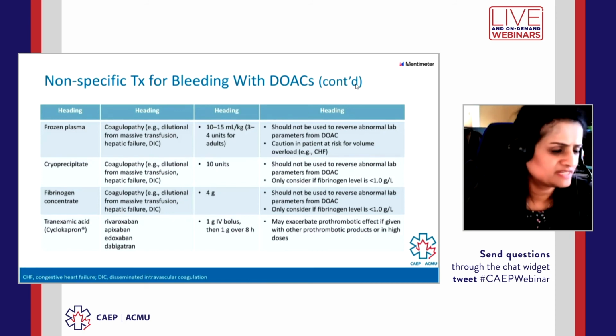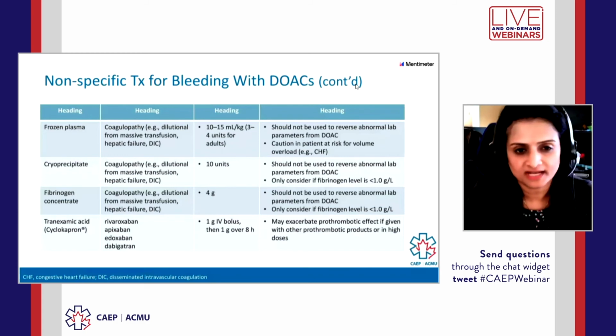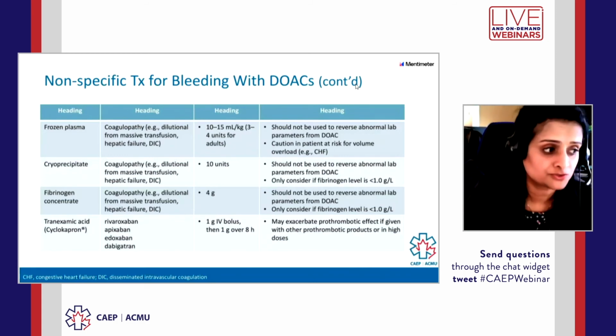There is cryoprecipitate. We don't really recommend using it much, and we usually tell people not to use it to reverse any of these DOACs, unless, of course, you have a fibrinogen level less than 1, because cryo contains that.